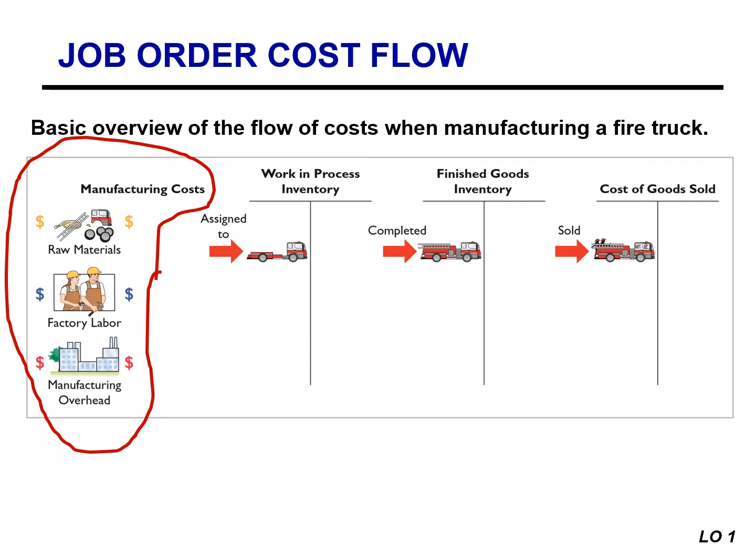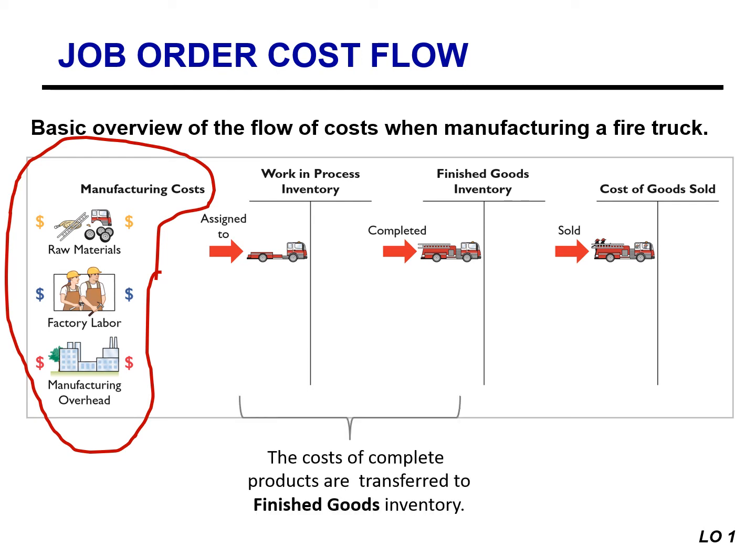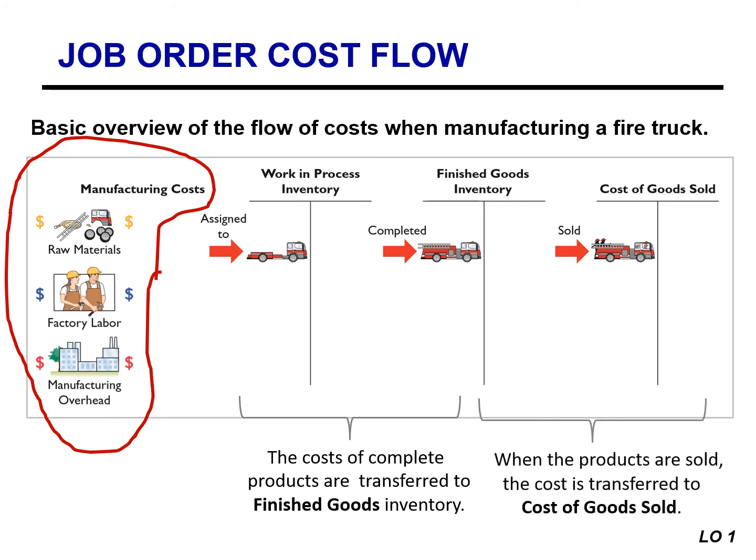The company assigns manufacturing cost incurred on specific jobs to the work in process inventory. When a job is completed, the company transfers the cost of the job to finished goods inventory. When the products are sold, the cost is transferred from finished goods inventory to the cost of goods sold account.